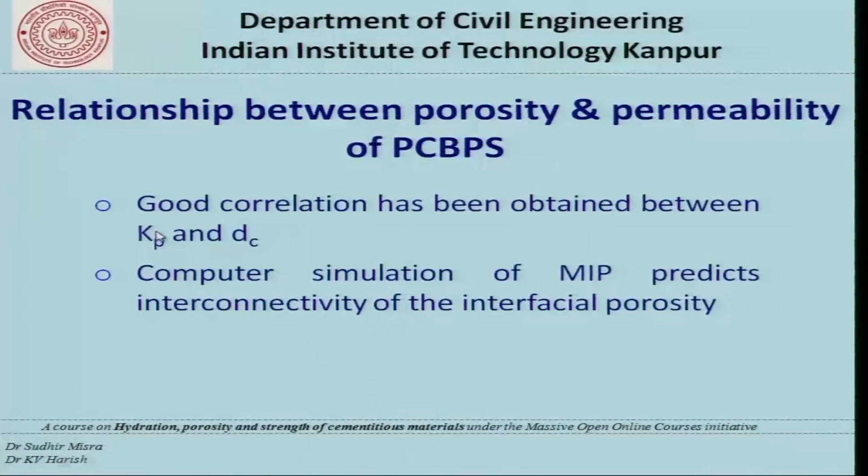Past studies have shown that a good correlation exists between Kp, which is the coefficient of permeability, and DC. So, Kp is considered as the permeability factor or coefficient of permeability, and it has a good relationship with DC, which is actually the porosity factor. And computer simulation of mercury intrusion porosimetry predicts the interconnectivity of the interfacial porosity.